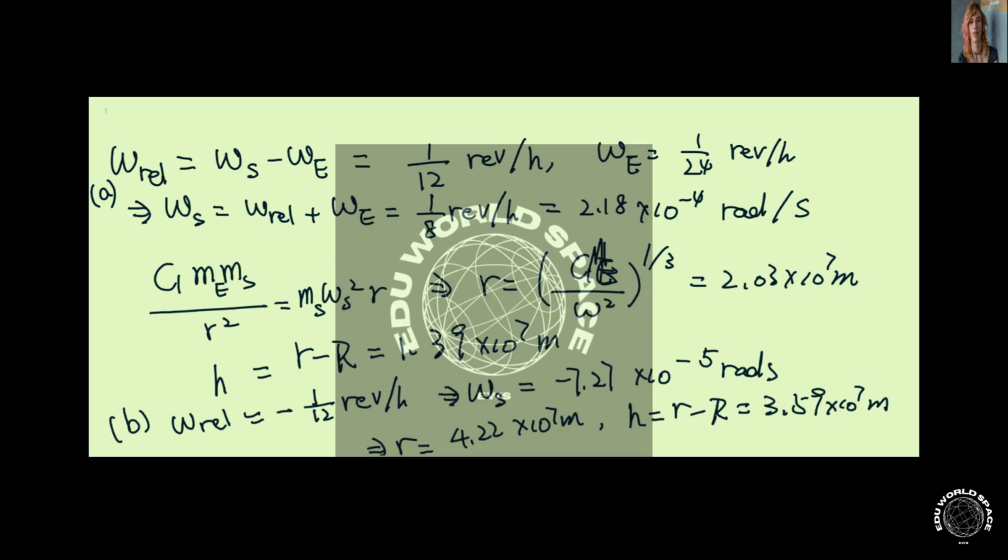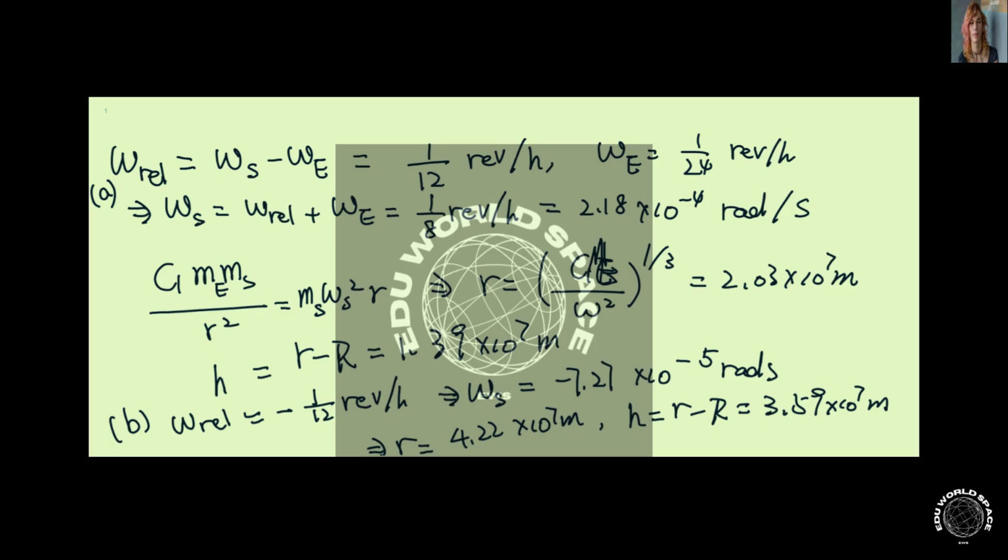So for question B, the satellite is moving in the opposite direction, so the relative angular velocity is negative. We're going to use this equation again to find that the absolute angular velocity of the satellite is negative 7.27 times 10 to the negative 5 radians per second. We're using exactly the same equation. The only difference is that the relative angular velocity here in question B is negative.